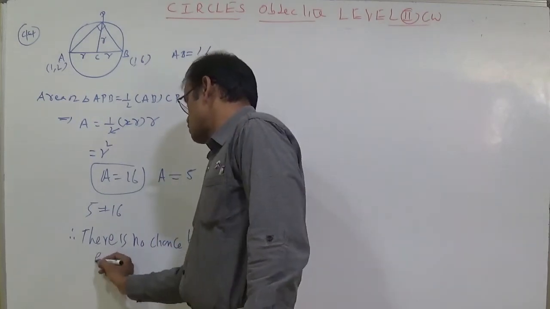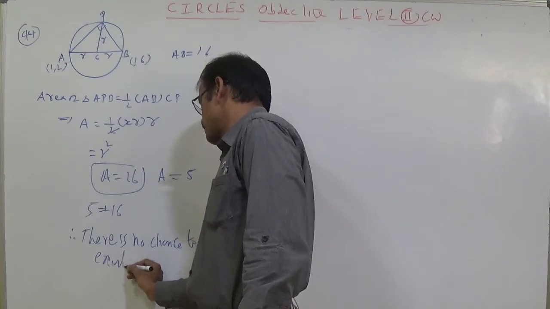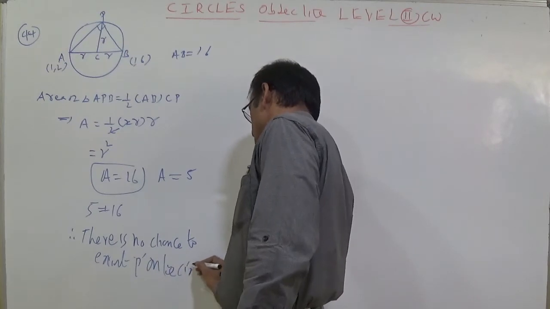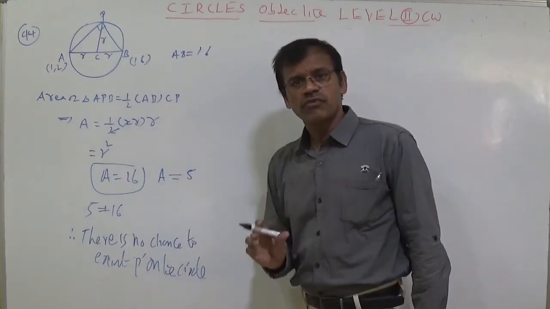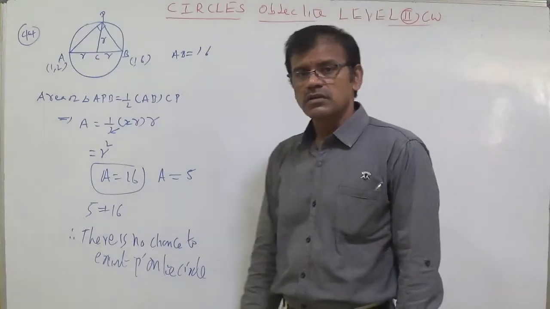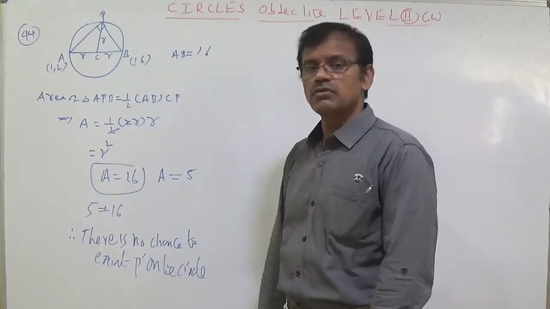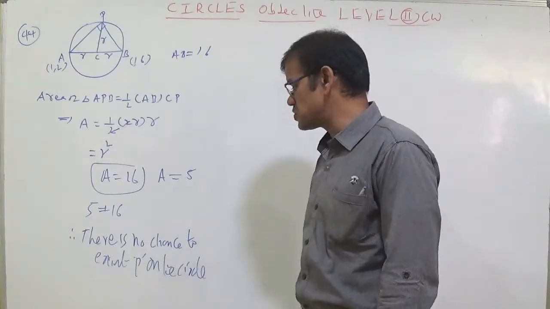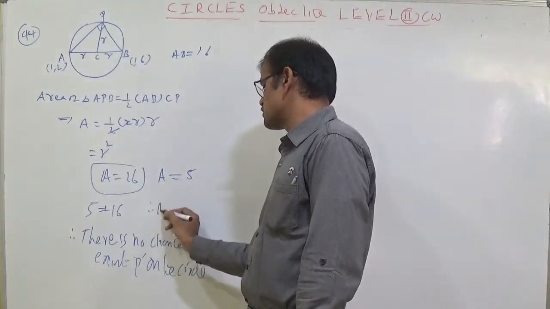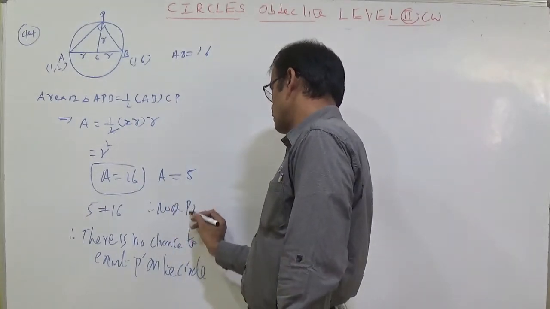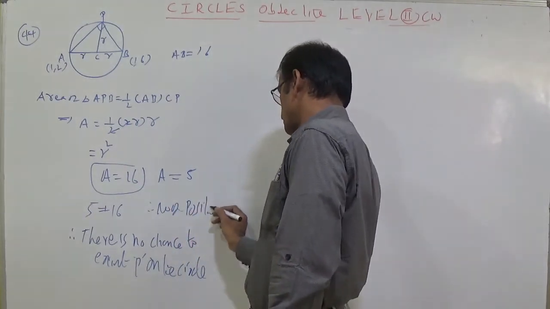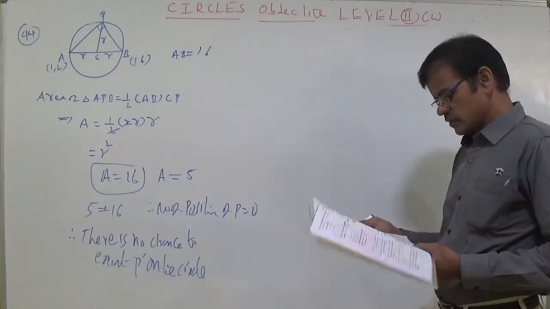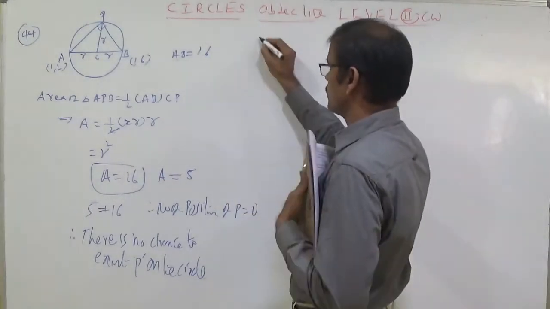There is no chance for P to exist on the circle. If we get exactly area 5, then we can say undoubtedly that P has infinite positions. Here there is no position. Therefore, the number of positions of P is equal to 0. There is no chance. Now let us discuss the 45th question.